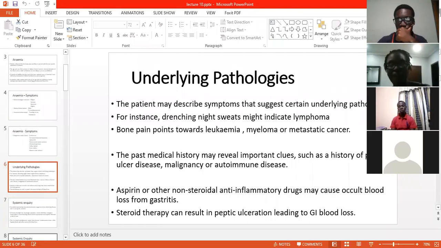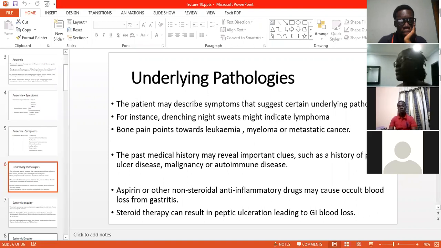So having explored the symptoms, sometimes you may be lucky to have some symptoms that will point to the underlying pathology. So for example, if the patient tells you that he has drenching night sweats, you could think about lymphoma. And then bone pain sometimes also points to a leukemia, a myeloma, or a metastatic cancer which has spread to the bone. The past medical history can also give you some clues.